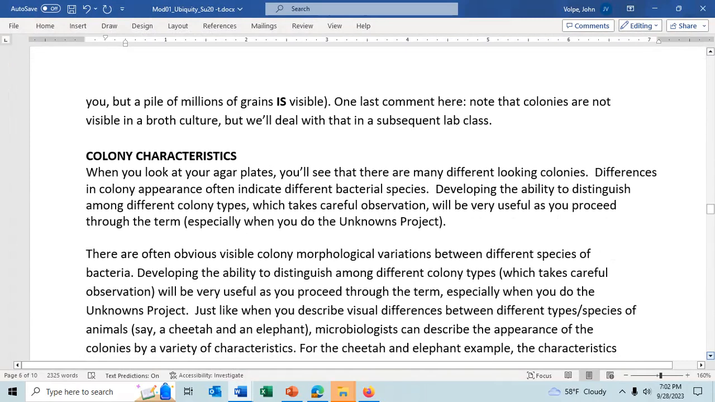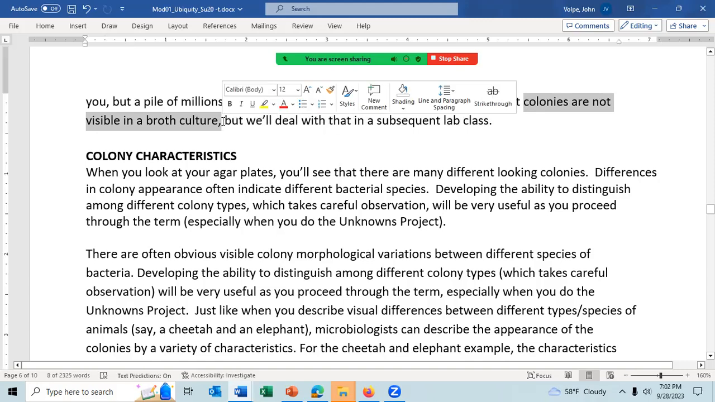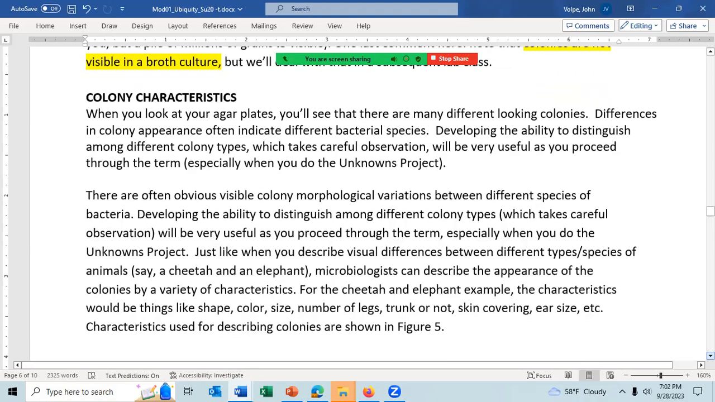You should note that when you're growing bacteria in a broth culture, you cannot see colonies. They will not grow in colonies. The cells will disperse themselves in the broth, and so all the cells will mix up. So colonies are not visible in a broth culture. We'll talk more about that later, although it might be in this lab, I don't remember.